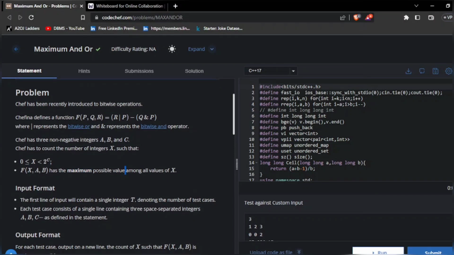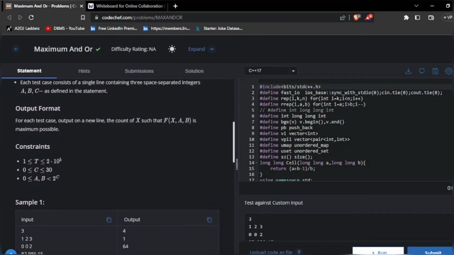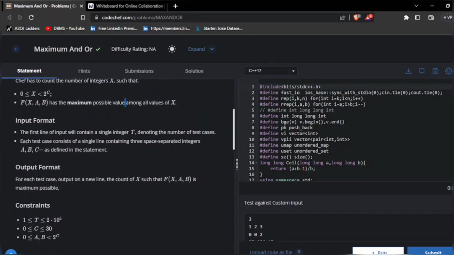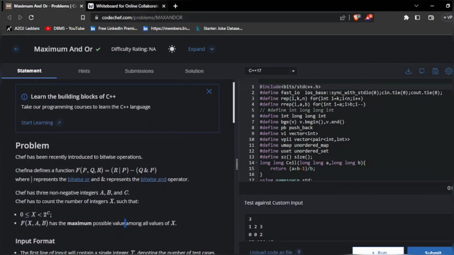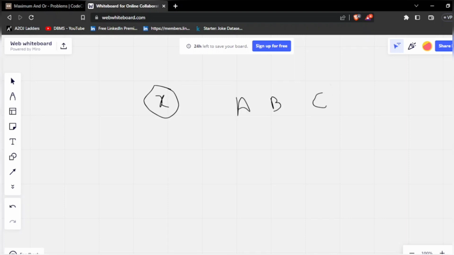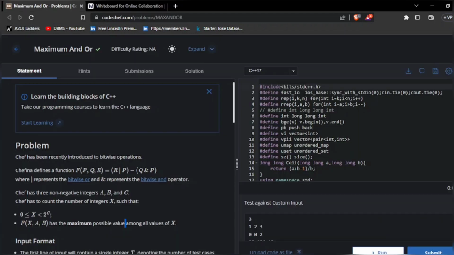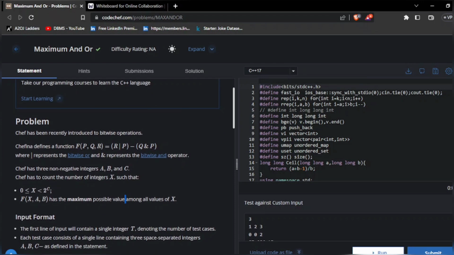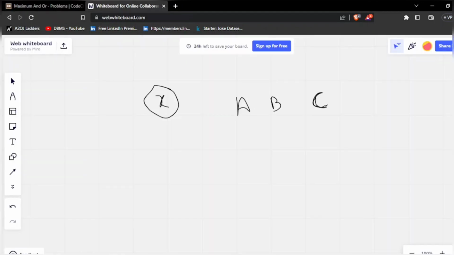So this problem can be stated like this. We have to find x, and we are given a, b, and c. C is the maximum bit we can choose as active or not active, because x is less than or equal to 2 raised to power c. So we have this limitation.